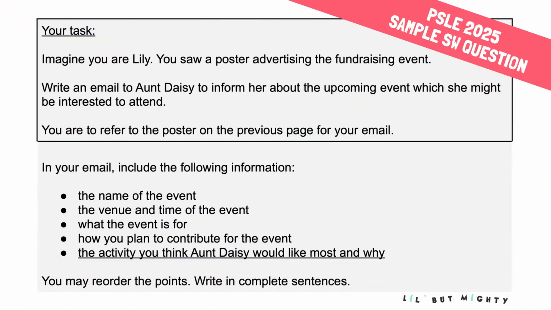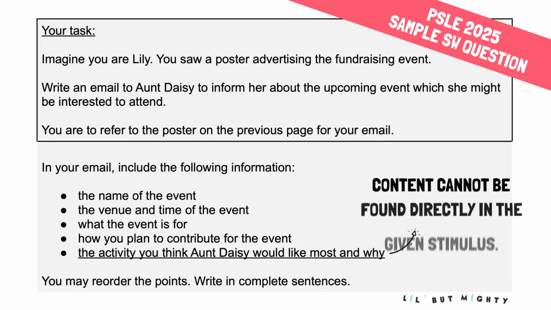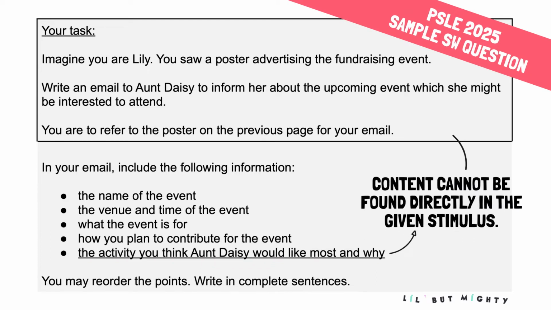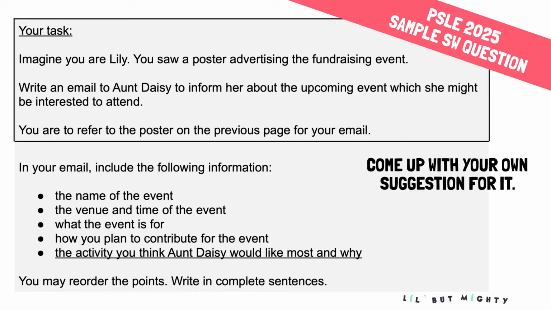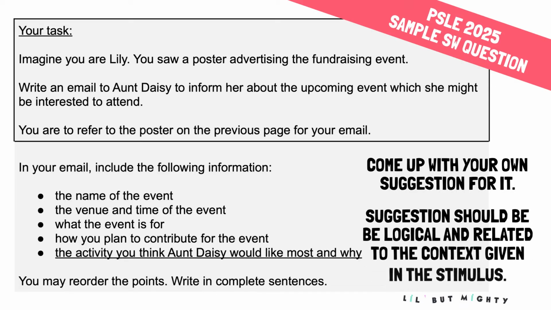To understand the new task requirement for task fulfillment, let's take a look at a sample question that follows the new syllabus. Take a look at the 5th bulleted point, which is underlined. The underlined point indicates that the content cannot be found directly in the given stimulus. Instead, you will have to come up with your own suggestion for it. This suggestion should, however, still be logical and related to the context given in the stimulus. Here are 3 steps you can follow to help you tackle this new requirement.